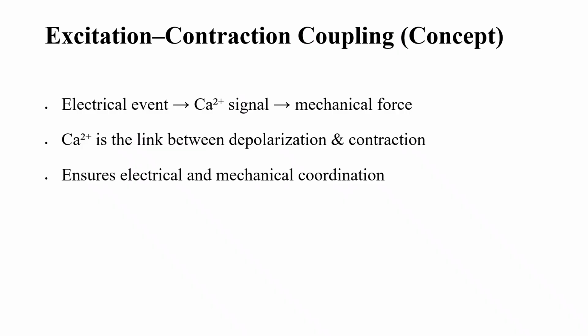An exam insight. If a question asks, explain excitation contraction coupling in cardiac muscle, the opening sentence should always make this clear. Excitation contraction coupling is the process by which electrical depolarization of the cardiac membrane leads to a rise in intracellular calcium and subsequent muscle contraction. That single line sets the tone for a full, well-organized answer.